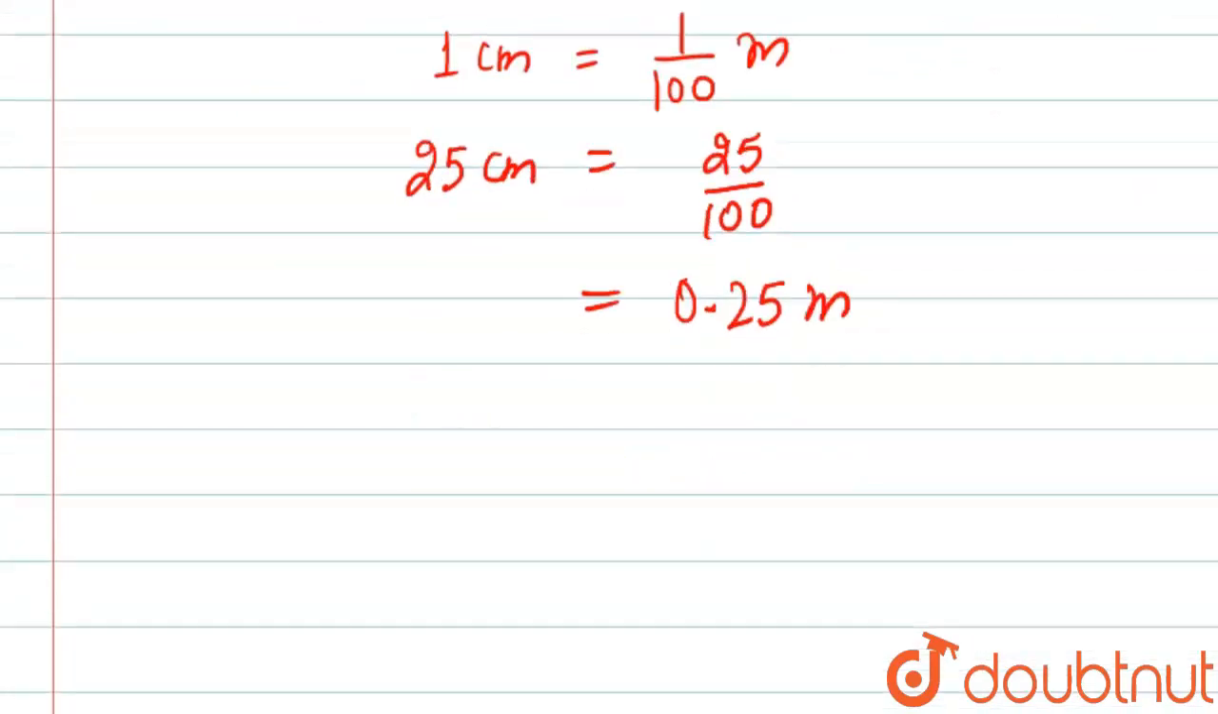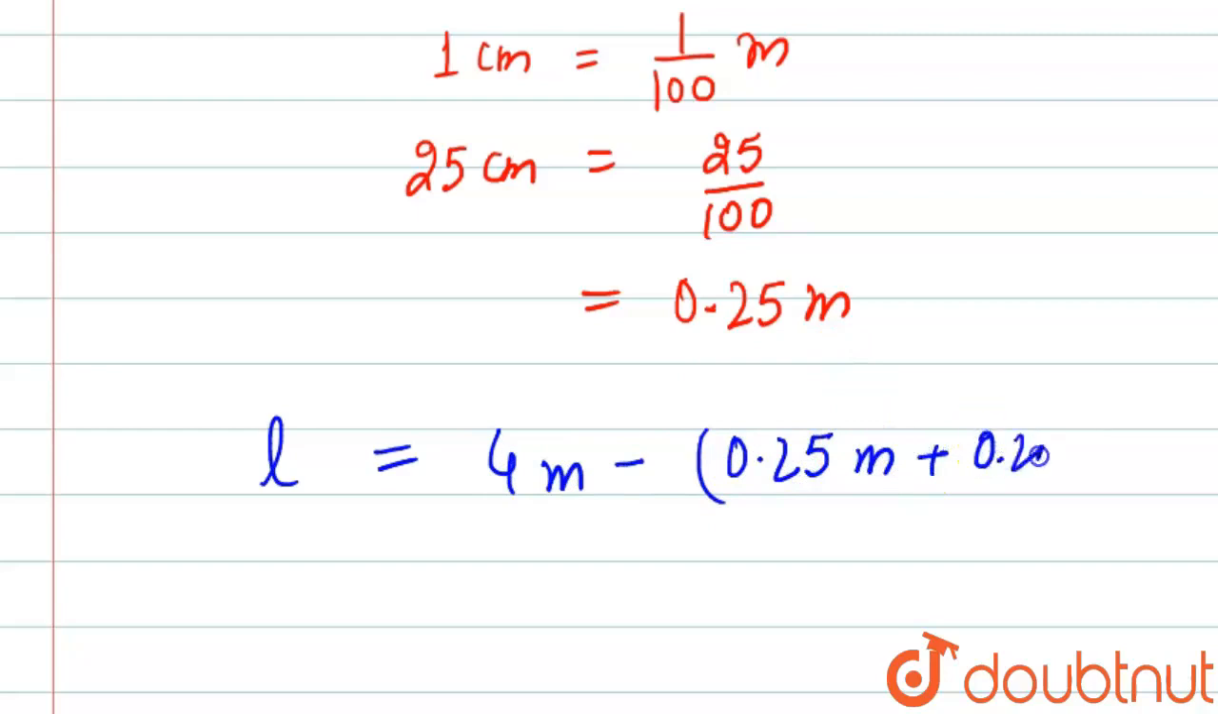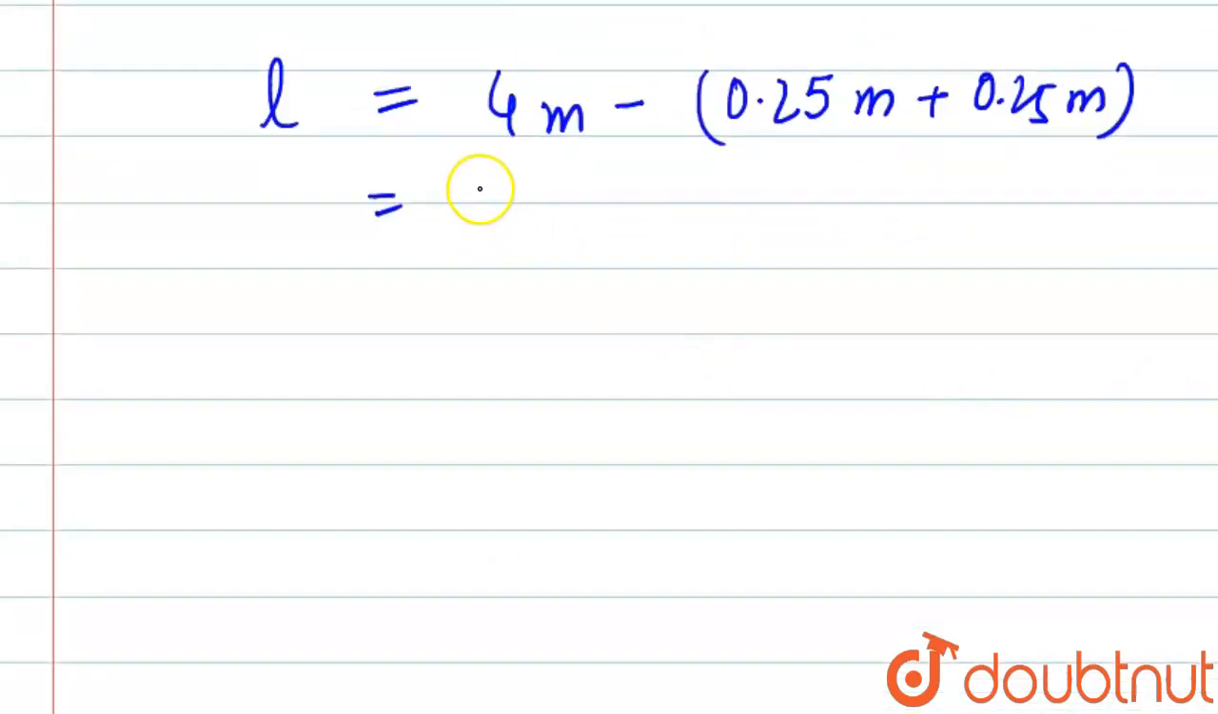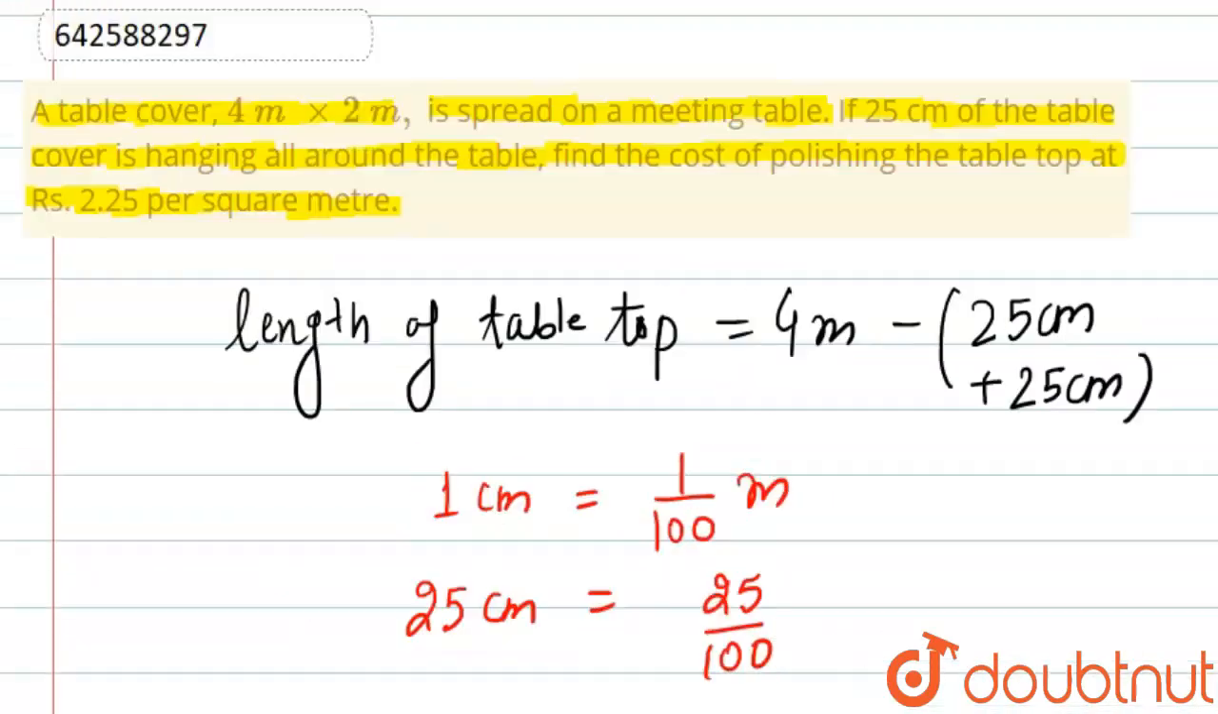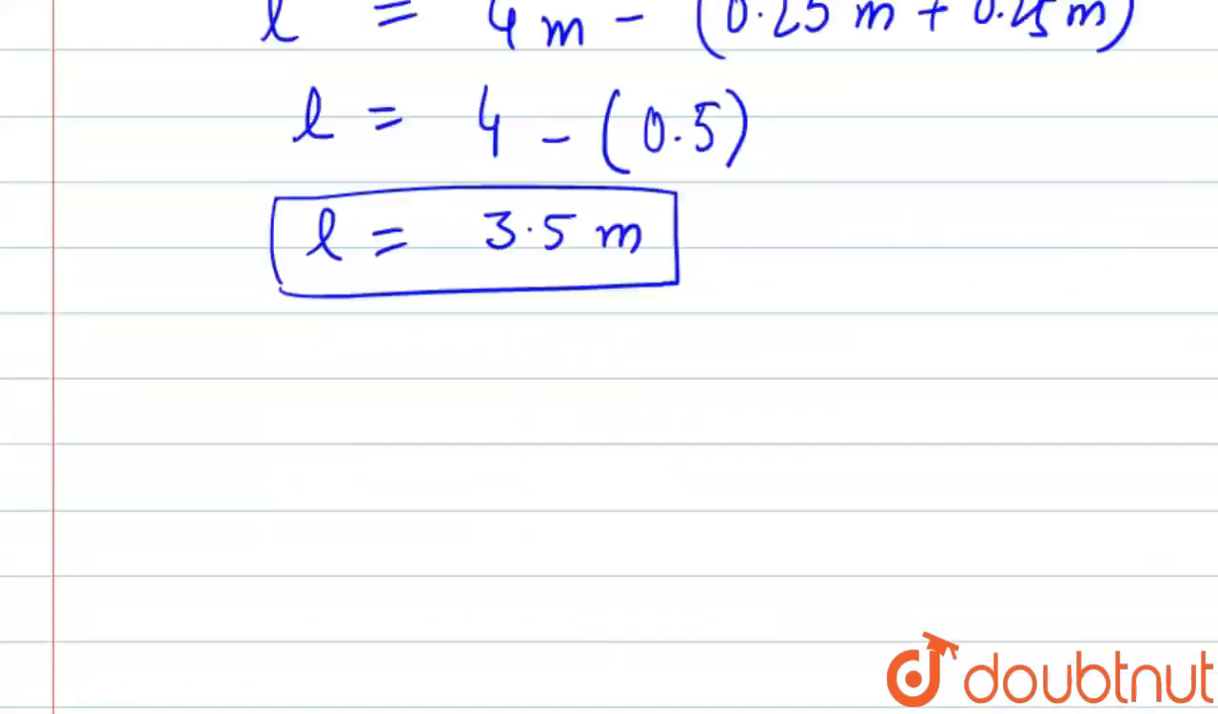Now the length, let's denote the length by L, will be 4 meter minus, now we can write, 0.25 meter plus 0.25 meter. So now if we write them like this, 0.25 and 0.25 will be 0.5, and 4 minus 0.5 is 3.5 meter. So the length is 3.5 meter. Now similarly we can find the breadth of the tabletop.